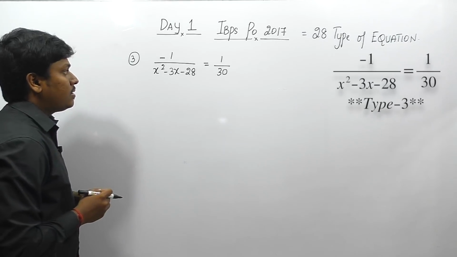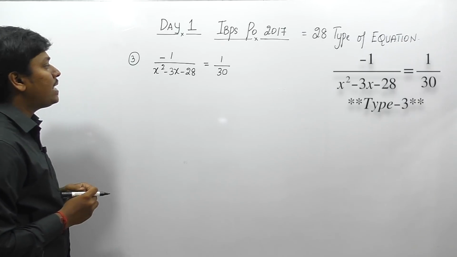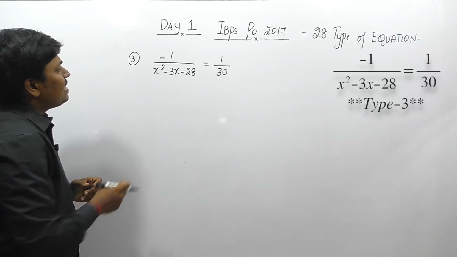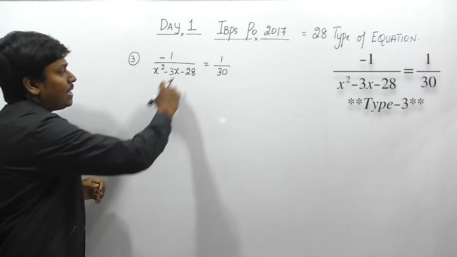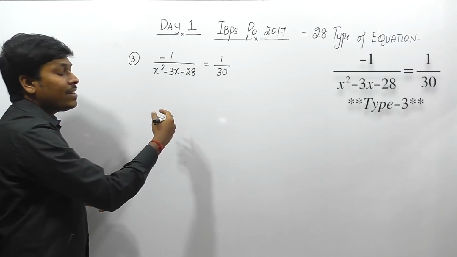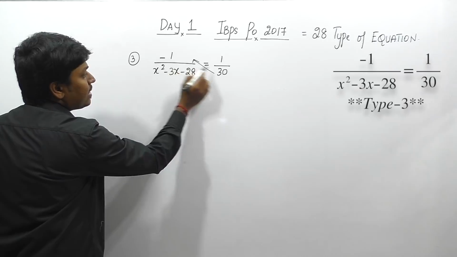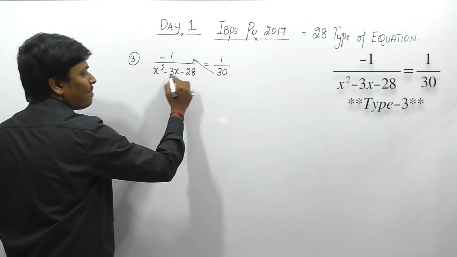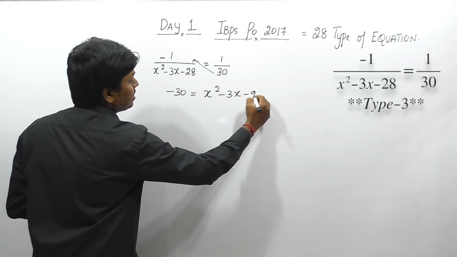Type number 3. So minus 1 divided by x square minus 3x minus 28 is equal to 1 divided by 30. So friends, here the denominator is a quadratic equation. So first of all, let me cross all the values and simplify this into a proper quadratic equation. Let me cross this. So minus 1 into 30 will be minus 30, right? So 1 into x square minus 3x minus 28 will be x square minus 3x minus 28.